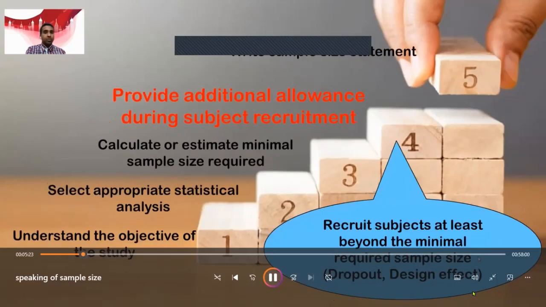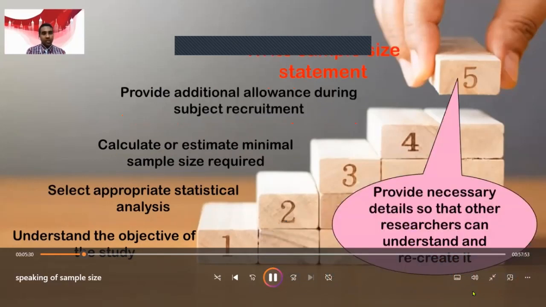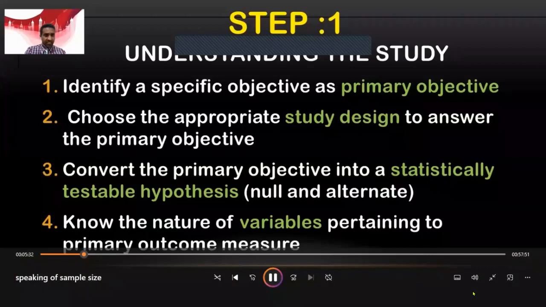And fourth, you have to inflate the sample size considering dropout or design effect. And fifth is going to be your write-up. Let us see the first one.